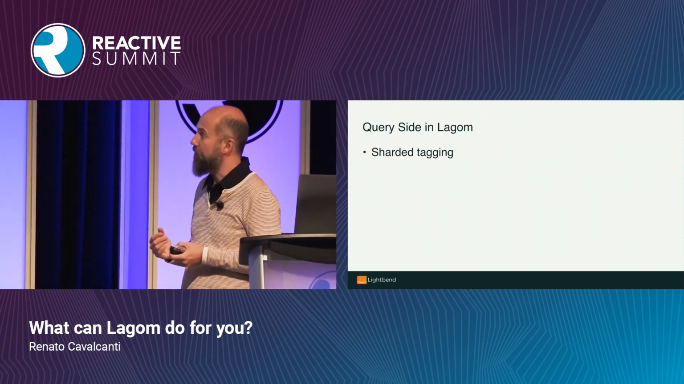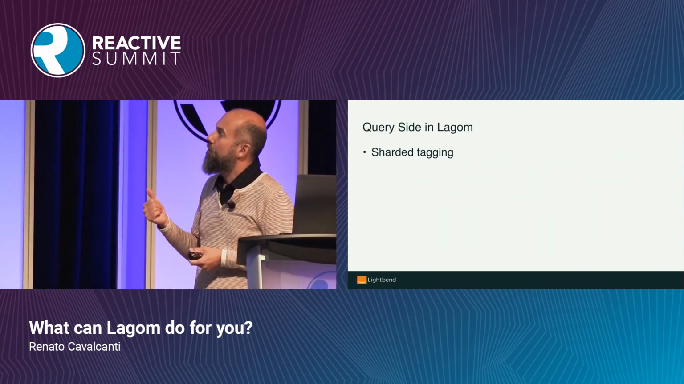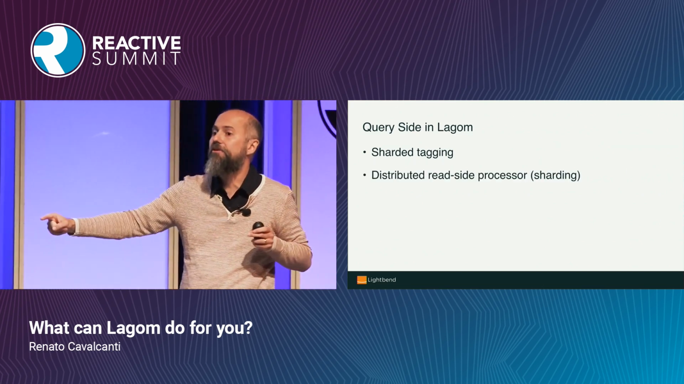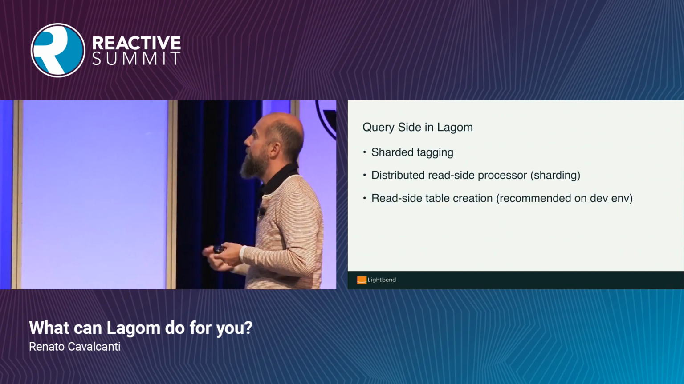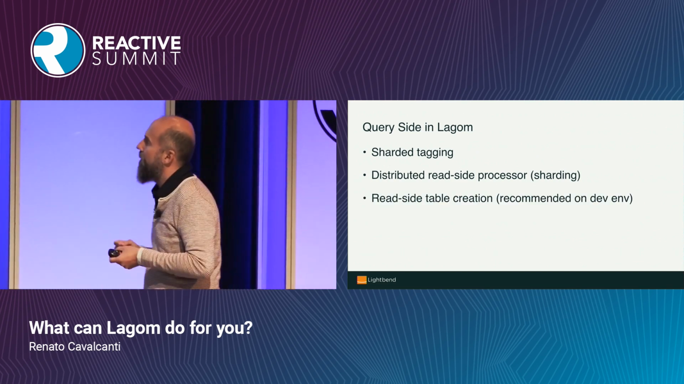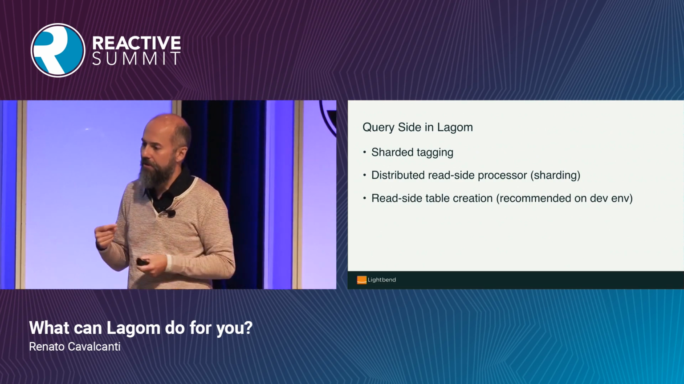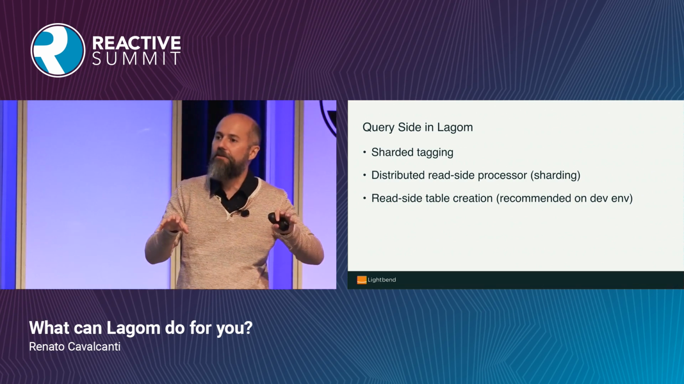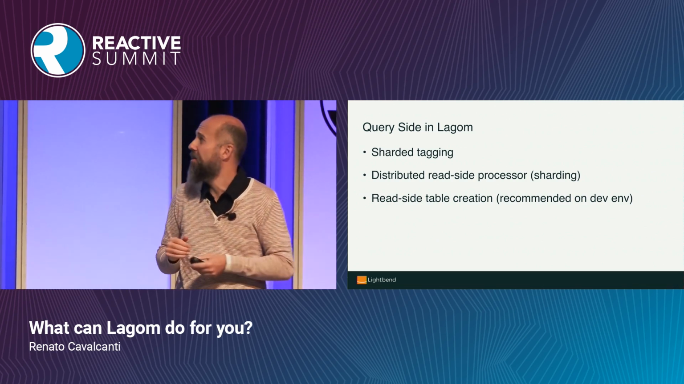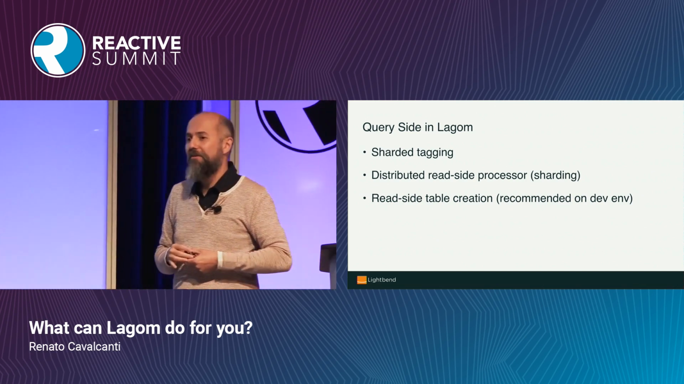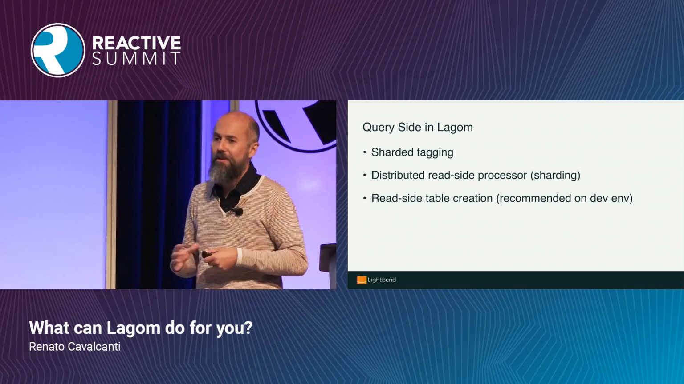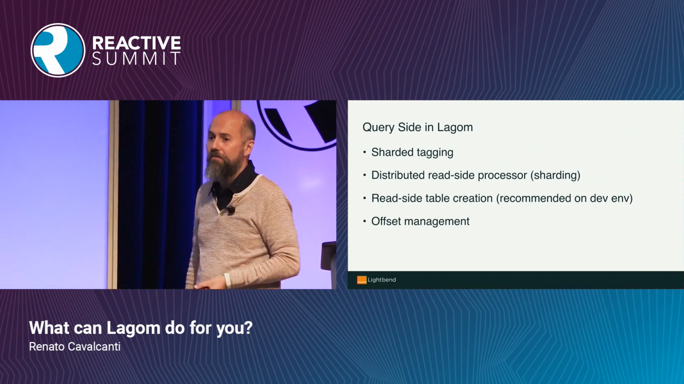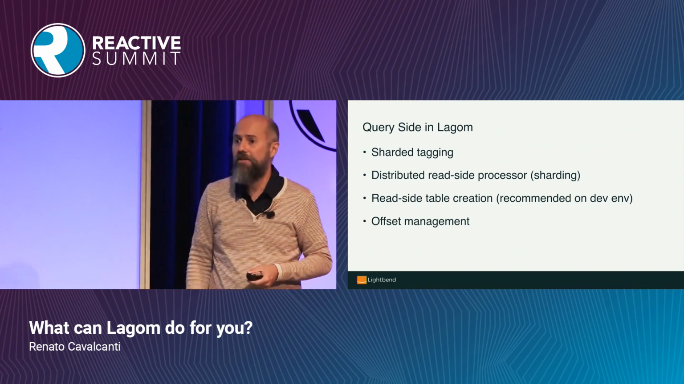So that's what Lagom gives to you. We have sharded tagging, very important to distribute the load. So we now have distributed read-side processors through sharding. We have a functionality in Lagom where, as you will see in the demo, the tables are just created for you. You have a place where you declare how to create a table, you start the nodes, and it will create the table. We usually recommend it more for dev mode, because in a real application you do that beforehand. Of course, offset management is a very important aspect.